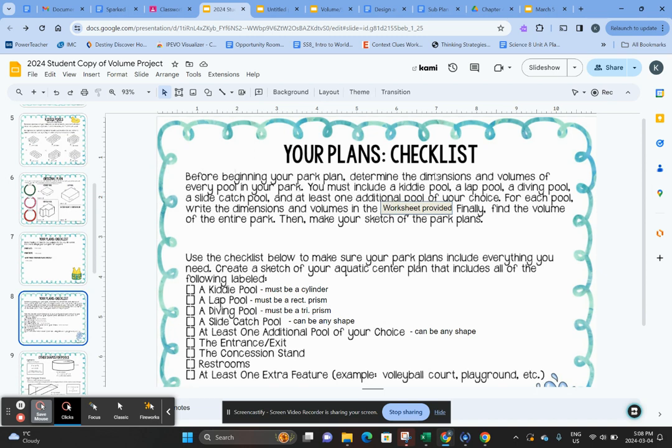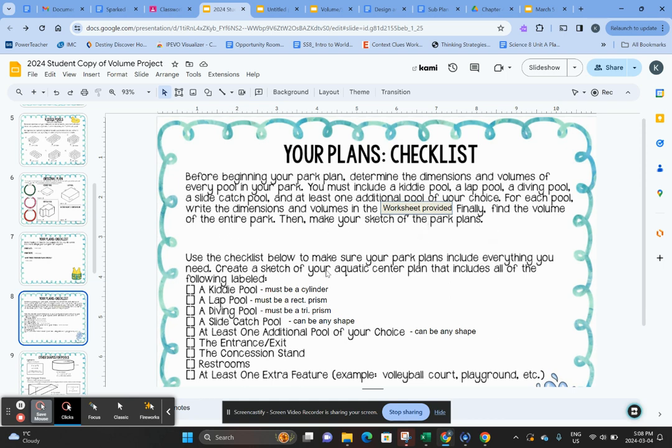Before beginning your park plan, determine the dimensions and volumes of every pool in your park. You must include a kiddie pool, a lap pool, a diving pool, and a slide catch pool, and at least one additional pool of your choice. For each pool, you need to write the dimensions and volumes in the worksheet provided, as well as on your sketch. Finally, find the volume of the entire park, then make your sketch of the park plans.